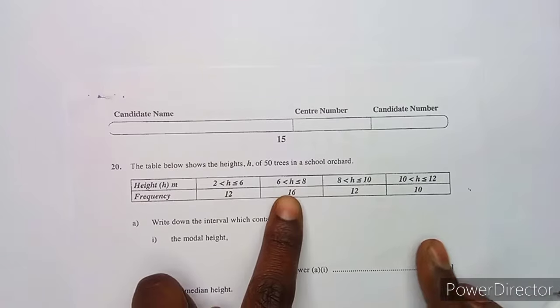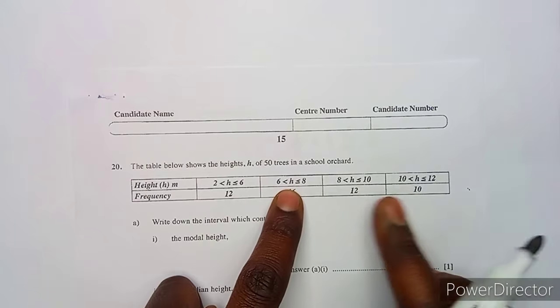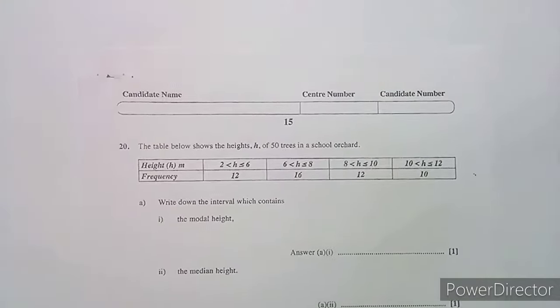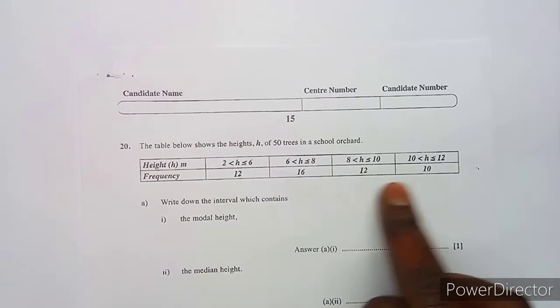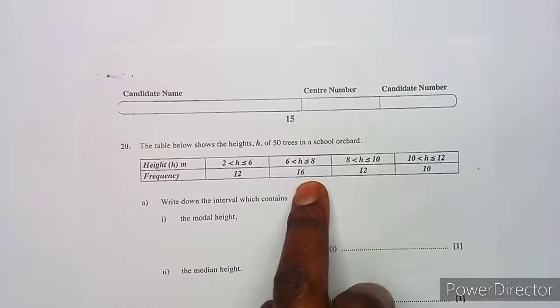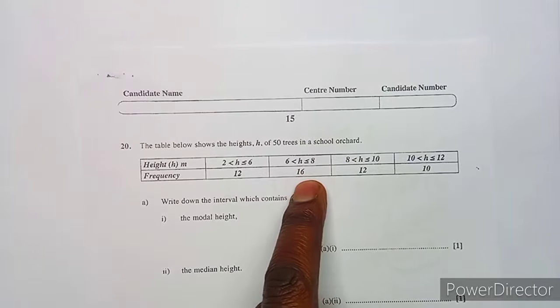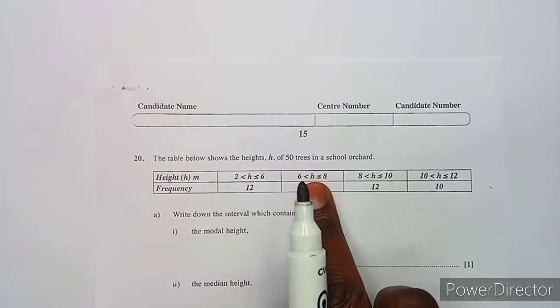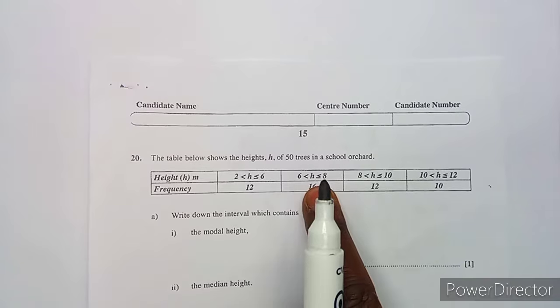Or you can add from this side, 10 plus 12, that is 22. As you can see, we are still less than 25, so we are not in this range, because this is less than. But if you add 16, it's going to exceed that value, so this value of 25,5 is occurring in this region of 6 to 8.